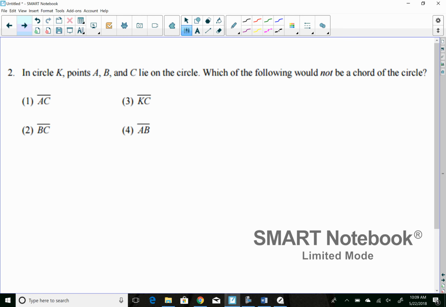Number 2 says in circle K, A, B, and C lie on a circle. Which of the following would not be a chord of the circle? So this is really just requiring you to be able to draw an appropriate diagram. So here's circle K. It says A, B, and C are on the circle. So here's A, here's B, and here's C. It doesn't really matter where you put them.